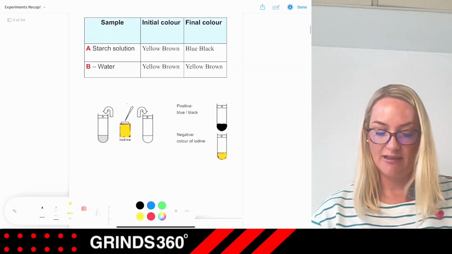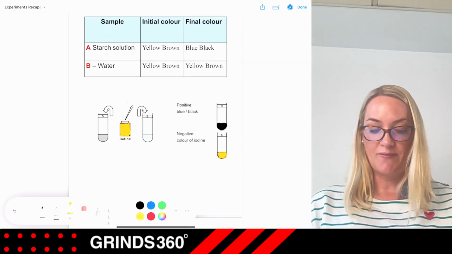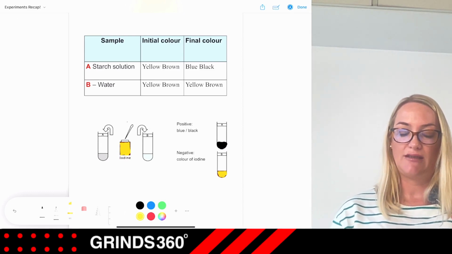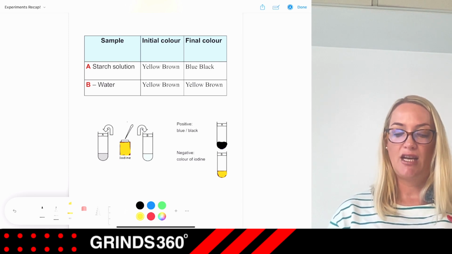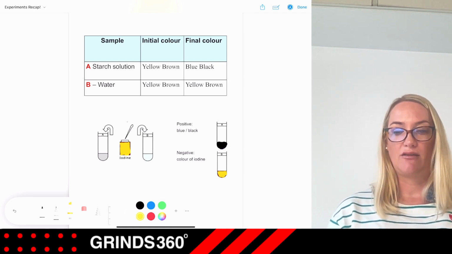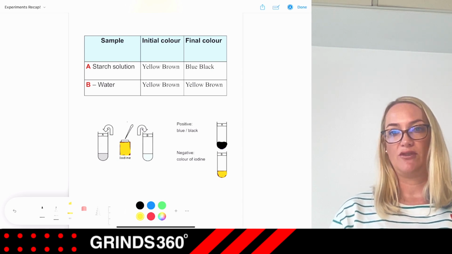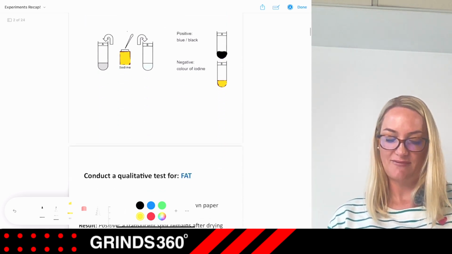I just have here the same pictures that are in our textbook, from book 1, and this is just a little table here. So for starch, we're going to use a starch solution. We're going to use iodine to test for starch. If starch is present in our sample, it's going to go blue-black. Our control is water, so the iodine will just stay the same. No questions just yet, okay.